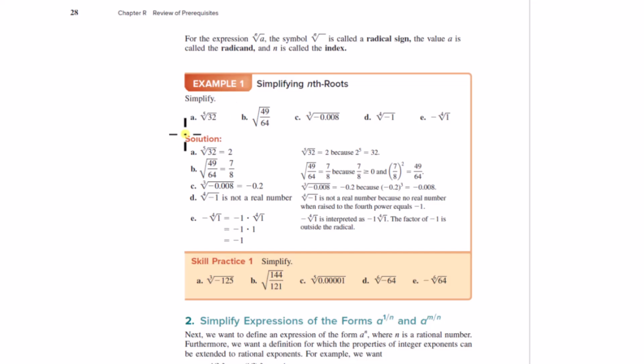Okay, so what would be the principal fifth root of 32? Well, it's an odd root. There's only one number that, when you take it to the fifth power, you get 32. That's going to be 2.